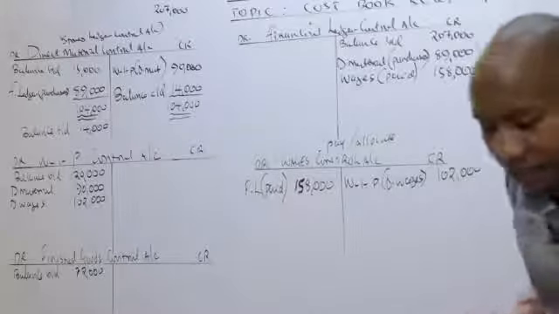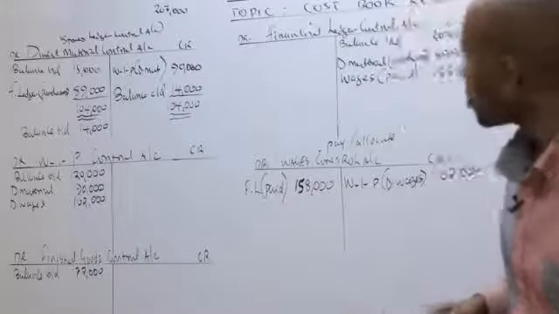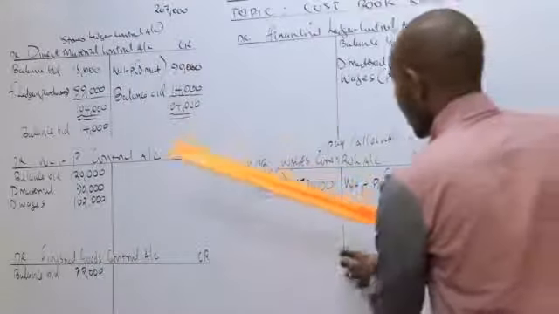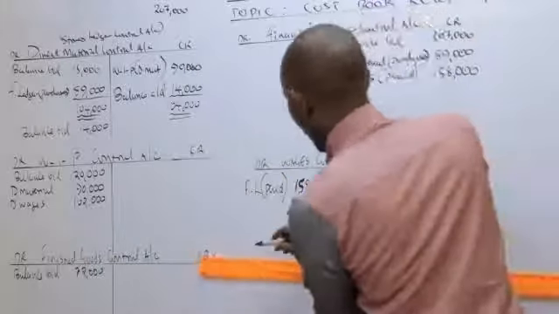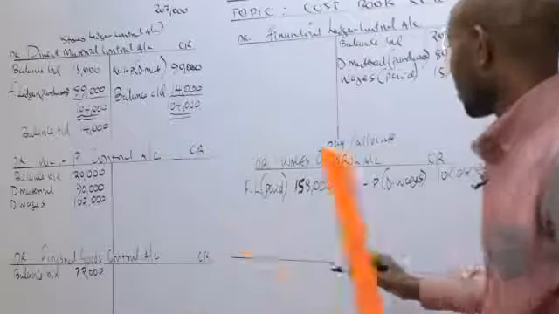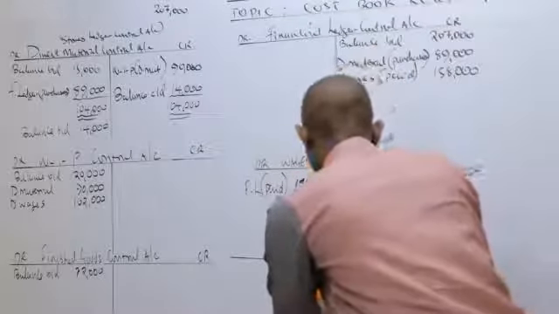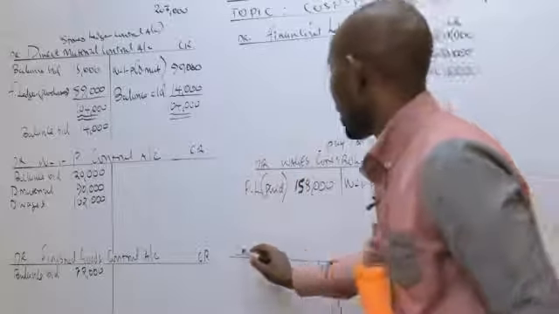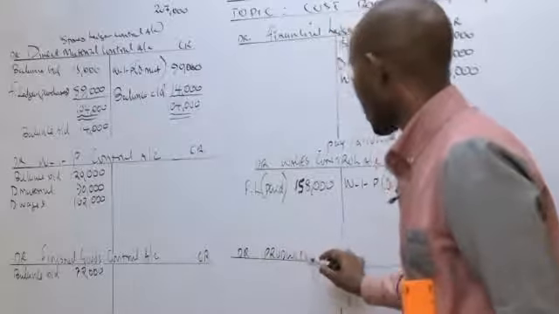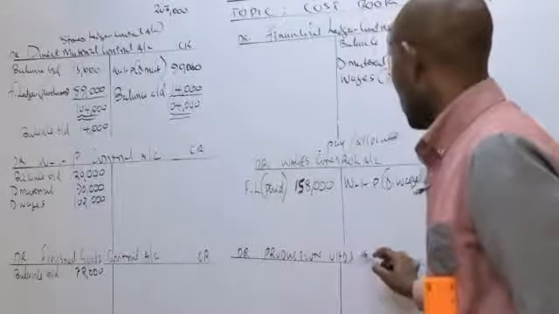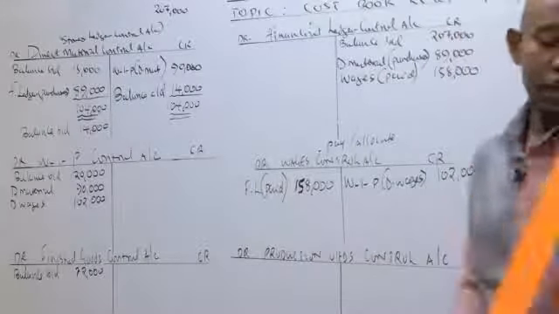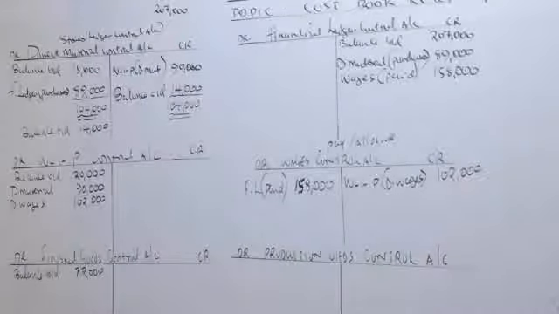Production overheads. Very good. So let me open a production overhead control account, which I did not have here. So come and open a production overhead control account. We have the debit side, and this is the production overheads control account.